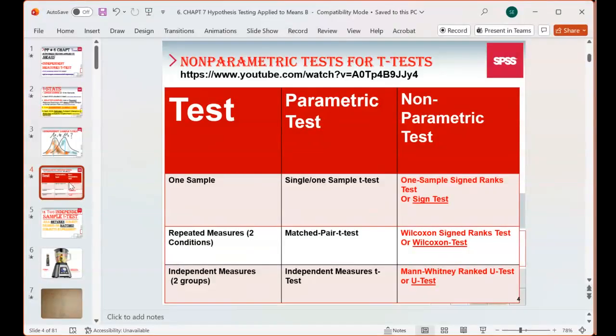You have to know what's the non-parametric test equivalent to this test. Like, for example, tonight at the bottom of the screen, it said instead of independent measure t-test, we're going to use u-test or Mann-Whitney rank u-test or just u-test. And then last time we talked about Wilcoxon, and then before that we talked about sign test.